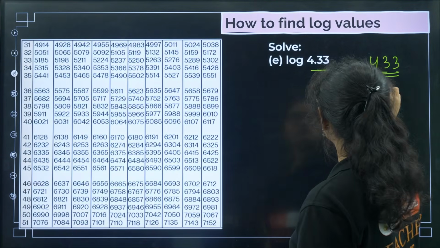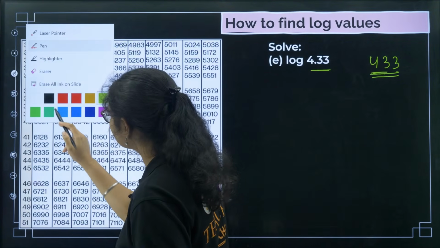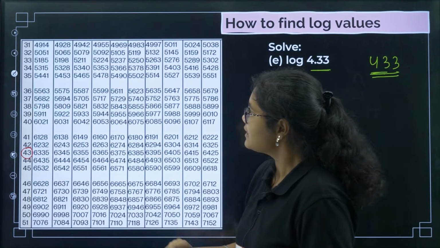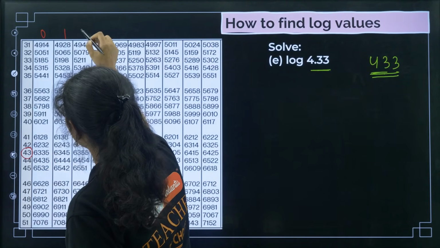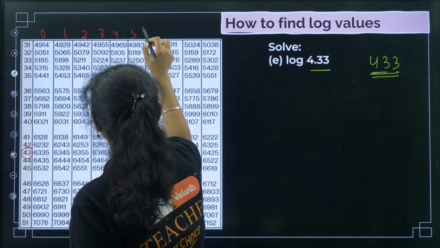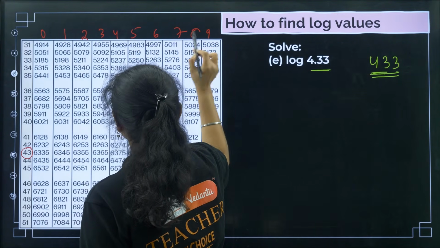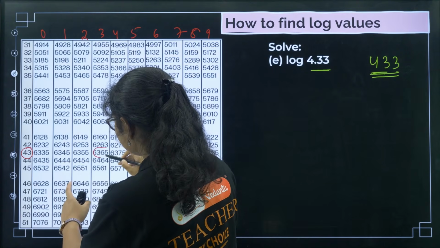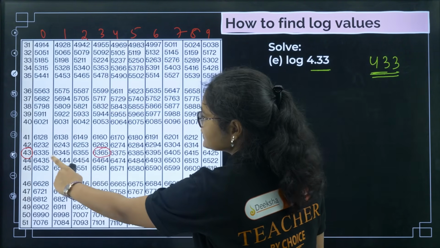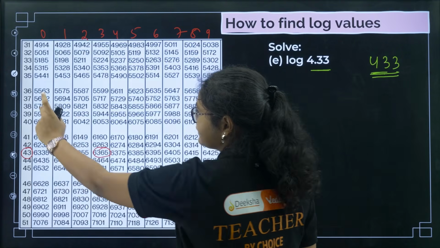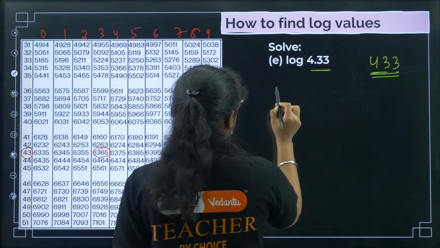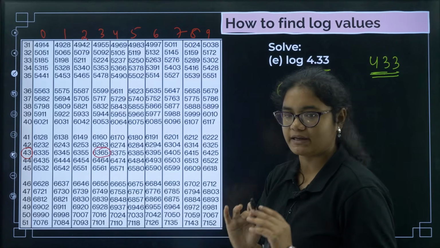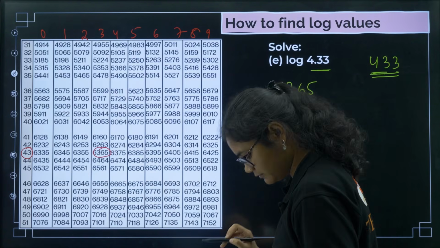We need to see the first 2 digits, that is 43. Can we see 43 here? Yes, 43 is here. Then this is the mean difference, 0, 1, 2, 3, 4, 5, 6, 7, 8, 9. So I need 43 and the third digit from this column. What will be? 6365. I will write 6365 first. There is no fourth digit, so the mean difference is not required. Only the difference table will work.